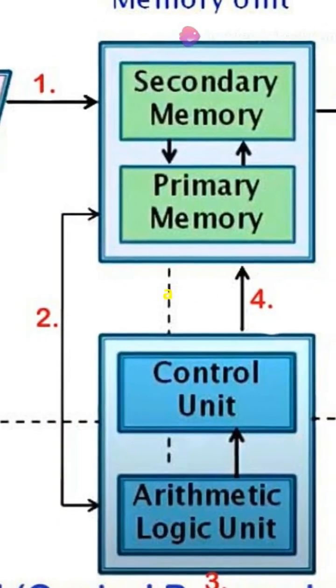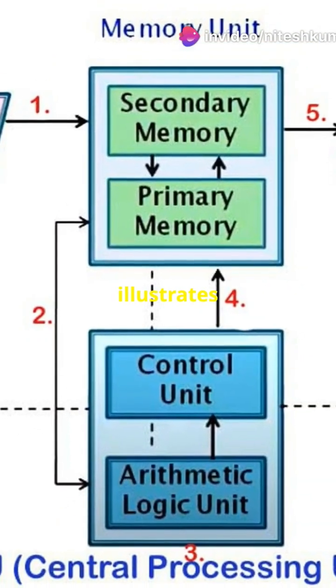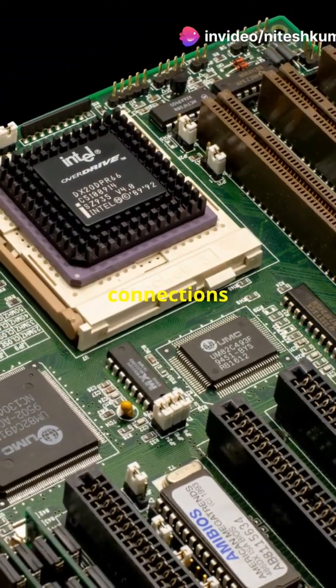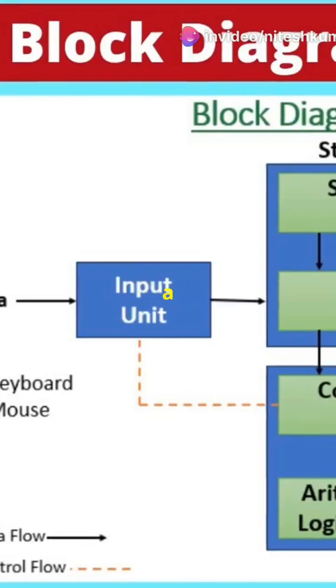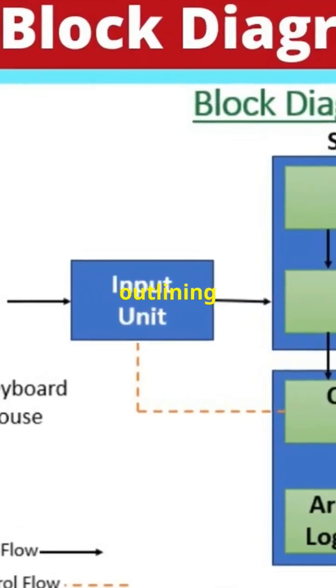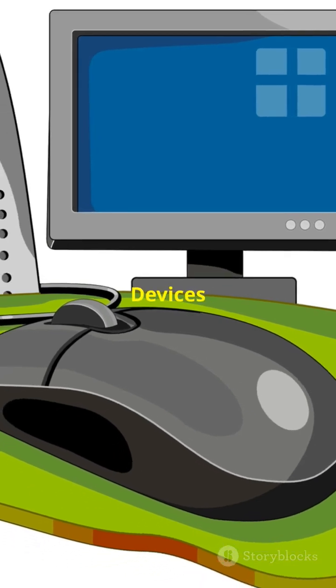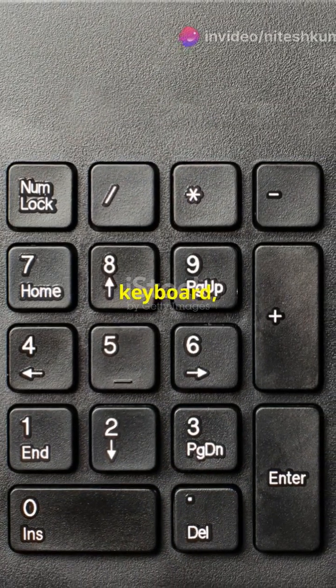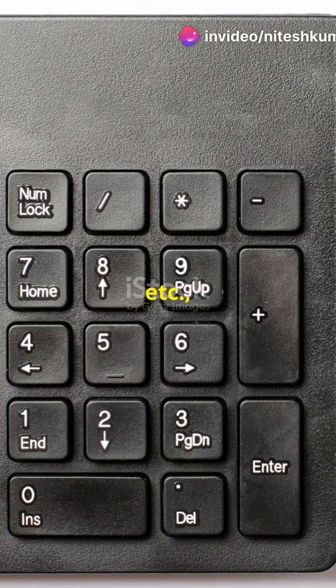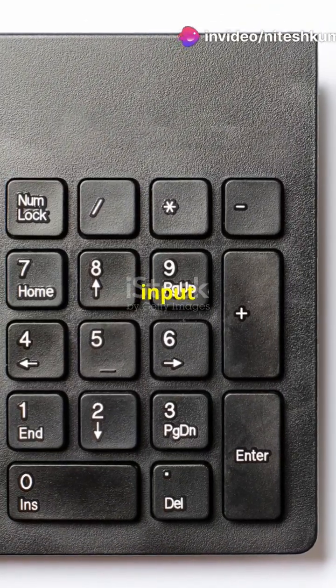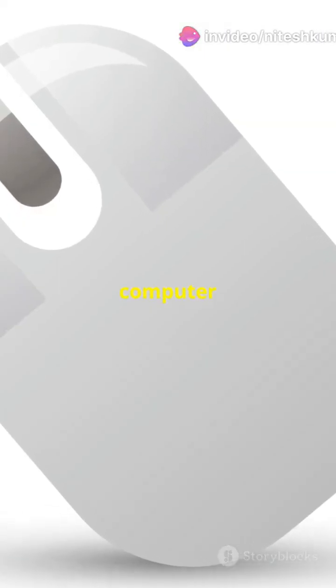A block diagram of a computer typically illustrates the main components and their connections within the system. Here's a simplified block diagram outlining the basic structure of a computer. Input devices include devices like keyboard, mouse, scanner, etc., which allow users to input data into the computer.